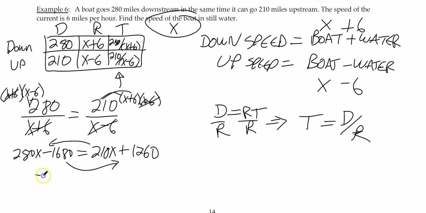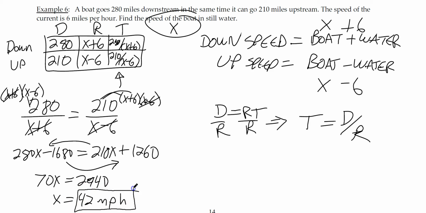Okay, move the x's to the left, the numbers to the right. That will be 70x equals 2940. Dividing by 70, x equals 42. This is miles per hour. That is a fast boat. 42 miles an hour. All right. Jet boat. Maybe hydroplaning. I'm not quite sure.